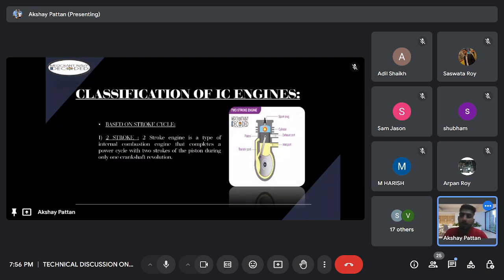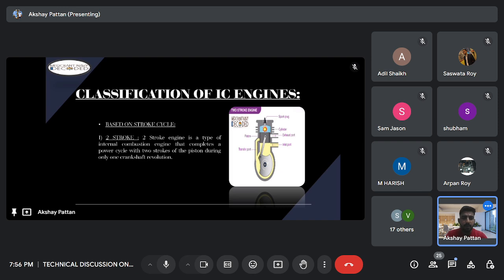Two-stroke engine is a type of internal combustion engine, guys. It is a type of internal combustion engine which completes its power cycle with two strokes of the piston, during which only one crankshaft revolution takes place. Okay. In a two-stroke engine, the piston travels from TDC to BDC and from BDC to TDC only twice, and one cycle is completed. That is, one revolution of crankshaft is completed, and the whole cycle is completed in two strokes only. So that is two-stroke engine.